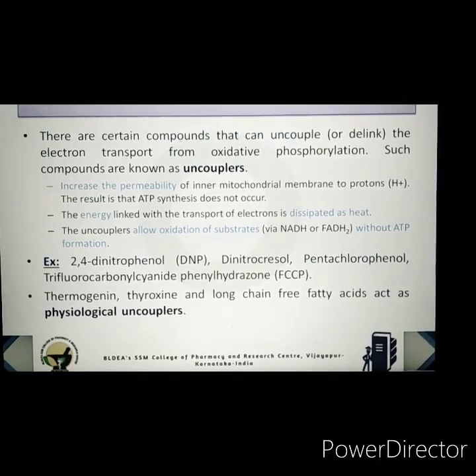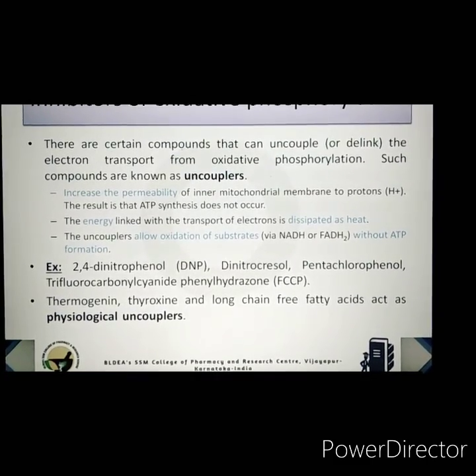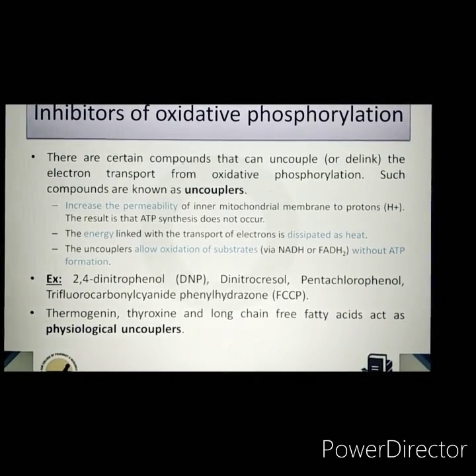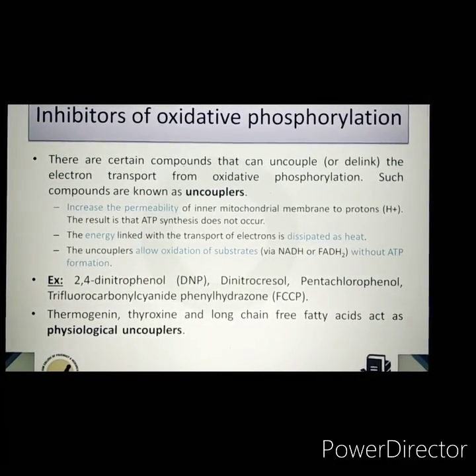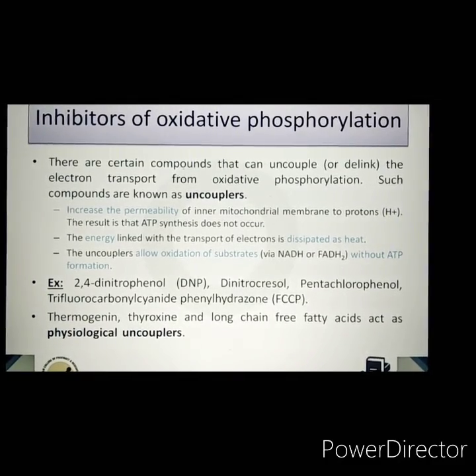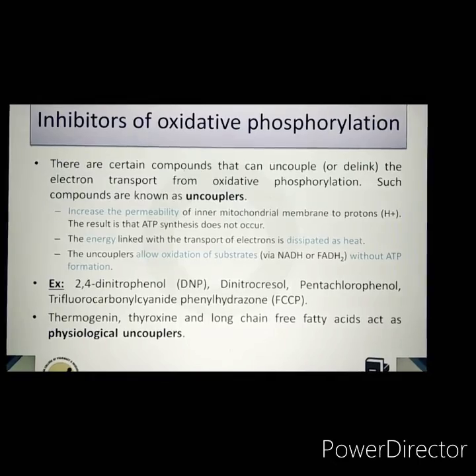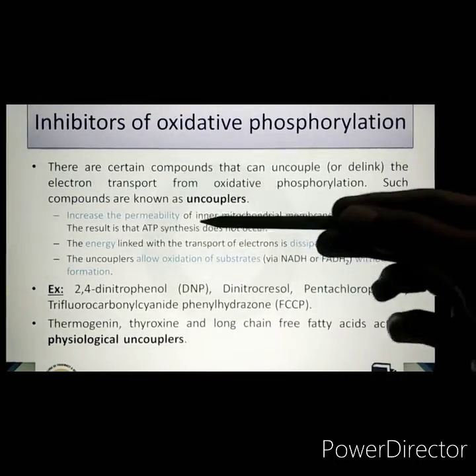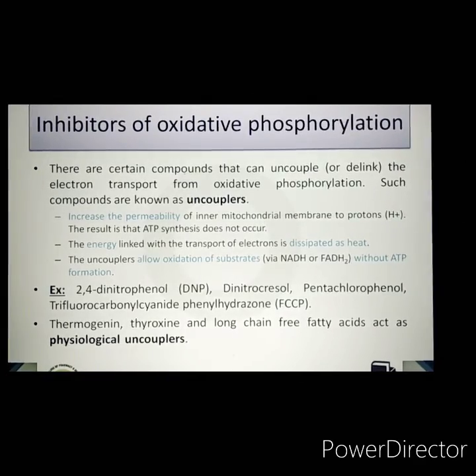As we know, the mitochondrial membrane is highly impermeable to protons. So these uncouplers increase the permeability and allow the protons to come back into the matrix. There is no need to travel through the ATP synthase. They can come directly from the intermembrane space into the matrix because the permeability of the mitochondrial membrane is increased.